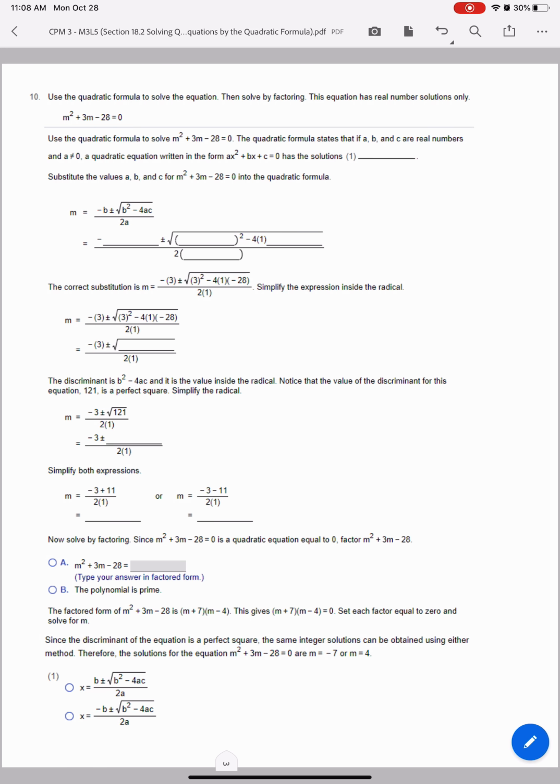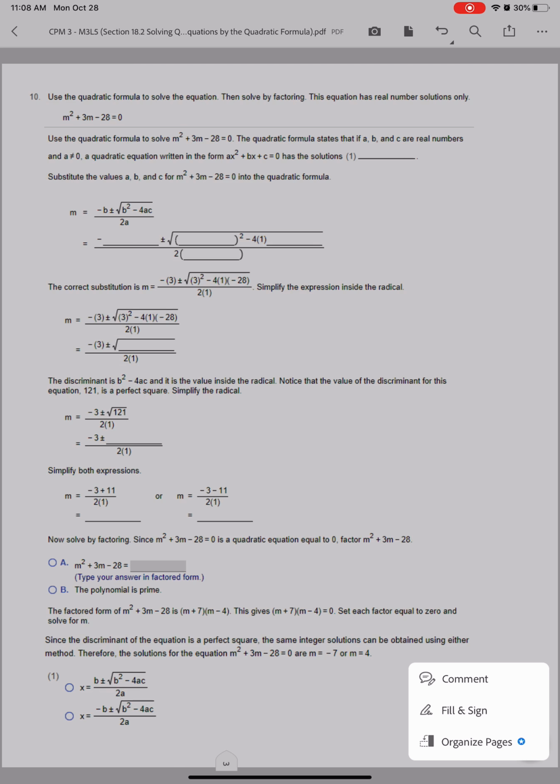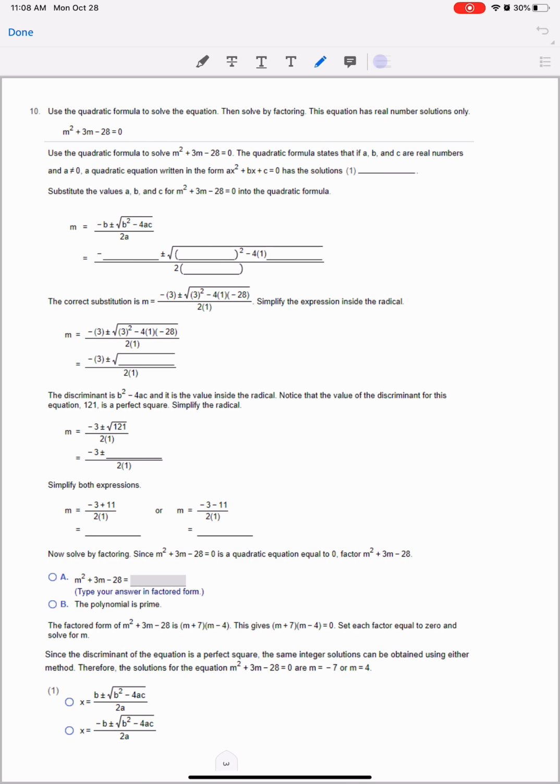This is the same thing, but it's one of those MyMathLab questions that I don't want you to get wrong or get frustrated because MyMathLab is being weird. So right here it says use the quadratic formula to solve. The quadratic formula states that if A, B, and C are real numbers, the quadratic equation written in this form has solutions what? What it's wanting right here is for you to write your quadratic formula. So negative b plus or minus the square root of b squared minus 4ac all over 2a.